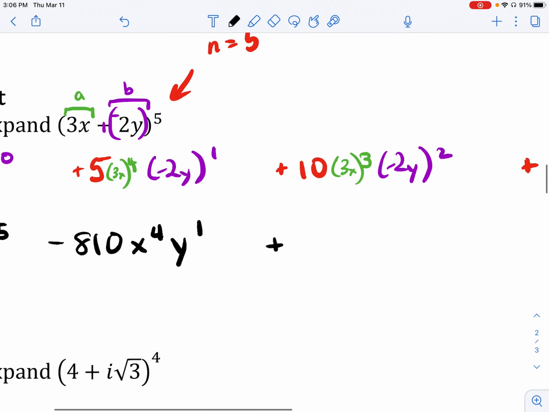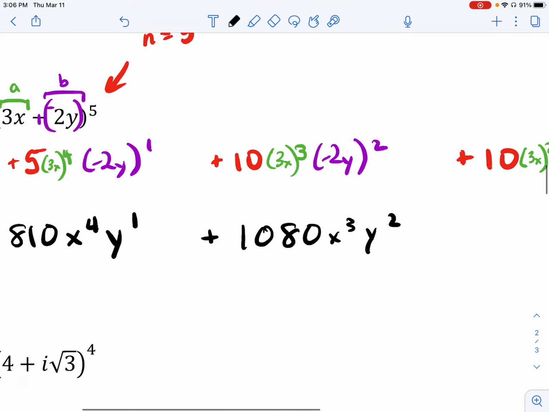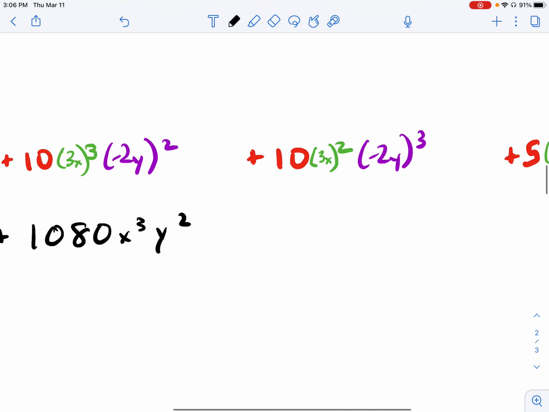I've got plus 3 cubed is 27. 27 times 10 is 270 times, now be careful here, don't multiply by negative 2. We're going to do 270 times 4 because it's negative 2 squared. And that should give me 1080 x cubed y squared. So I'm just going to go through the rest of these a little bit more quickly now.